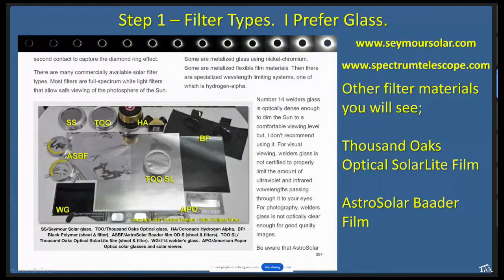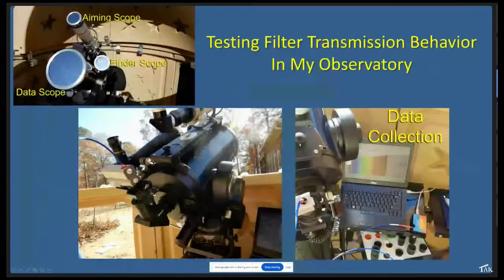And of course, I prefer glass, and we're going to talk about that. There's only two suppliers that I know of that make glass now. They may sell them to Orion or Meade or something like that, but Seymour Solar and Spectrum Telescope still sell glass. Thousand Oaks Optical does not sell glass anymore. They sell their Solar Light film. And then there's Astro Solar Baader film.